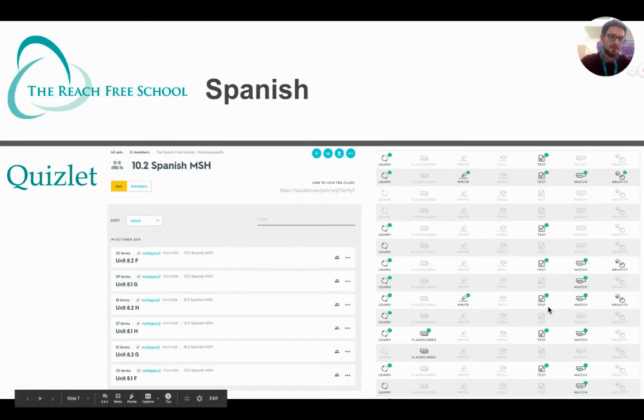Test the pupils on their knowledge of the word. And 2 games here, Match and Gravity, a bit more interactive and a fun way of learning the words. But Learn is by far and away the most important one for pupils to complete.